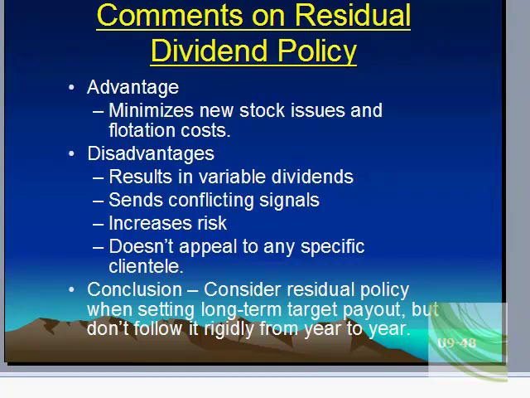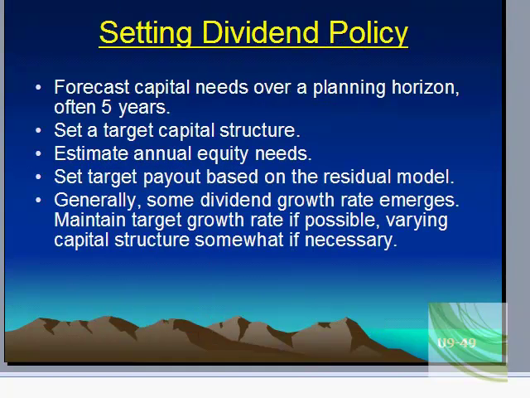So the summary of factors that affect dividend policies are bond indentures. Preferred stock might have restrictions on them because they might say you cannot pay those dividends. So all those would affect it. So basically, when you set your dividend policy, make sure you forecast your needs over 5 years, set a target capital structure, and estimate what your equity needs are.